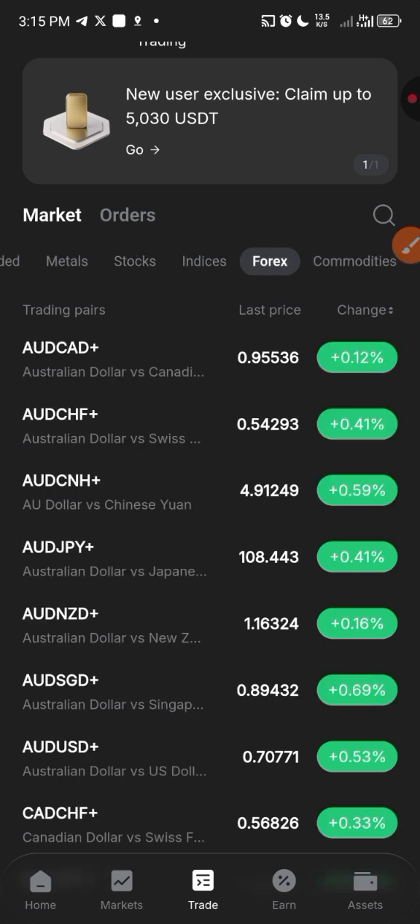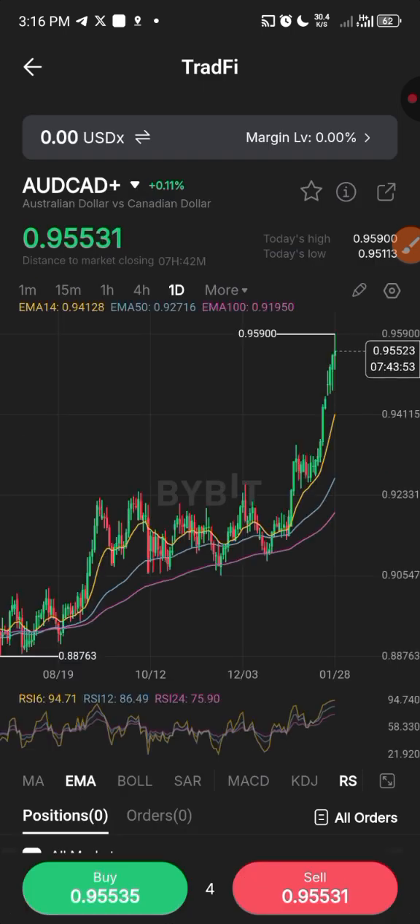Now, for forex it is the same thing. For forex, what you're doing is trading forex just like the way we trade it on MT4 and MT5. So you just come to this place and then you see buy and sell as well. So these are the places you use for trading gold, trading silver, and trading forex and stock in Bybit. I hope you understand how to do it.